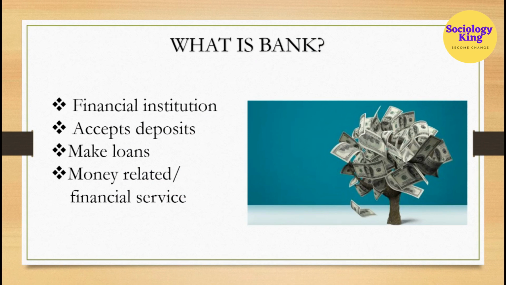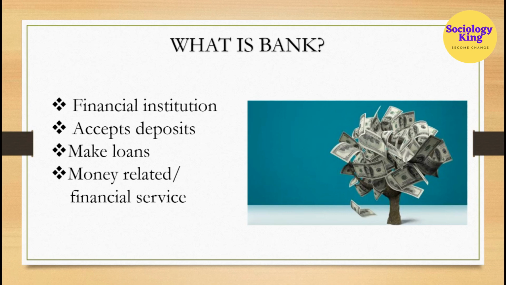So what is a bank? As we can see, there are 4 points. These 4 words described here is bank, a financial institution. Financial institution means any organization, any place, any infrastructure dealing with money. It has two functions, accepting money and granting loans. Many other money related and financial services are also provided like check facility, locker facility, etc. So these whole 4 things make up a bank.